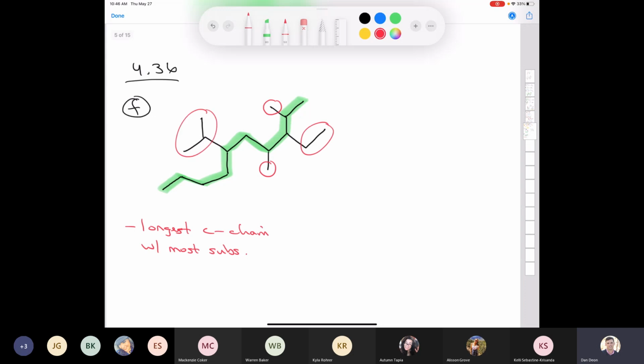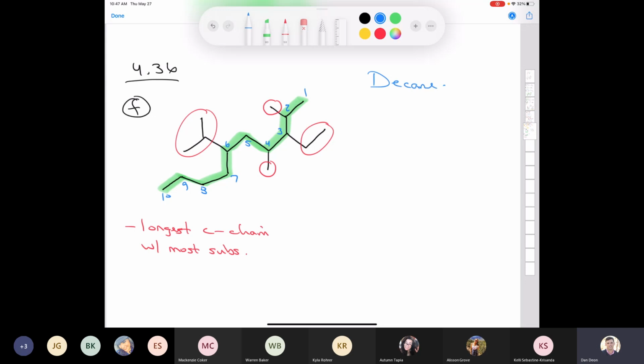As my student said, you're going to start numbering from this end up here because then you have 1, 2. If you were to start numbering over here, you'd have 1, 2, 3, 4, 5. You wouldn't have a substituent until the 5th carbon. You want to give the first substituent the lowest possible number, which would be a 2 versus a 5. We have 1, 2, 3, 4, 5, 6, 7, 8, 9, 10. There we go. So again, it's still some kind of decane, so that was correct.